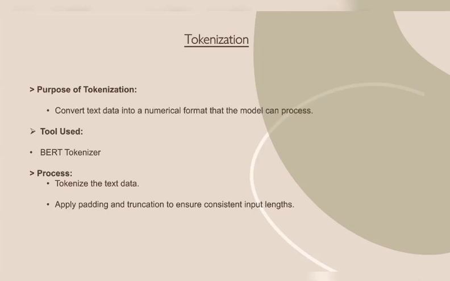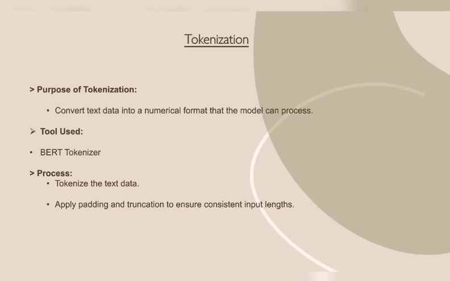So moving ahead, tokenization. We know that tokenization is a pretty vital step while preparing the text data for every machine learning model. Specifically for this project, we have used the BERT tokenizer, which is specifically designed to work with BERT models, obviously. The tokenizer converts each piece of the text into a series of tokens, basically numeric representations, which the model can process.